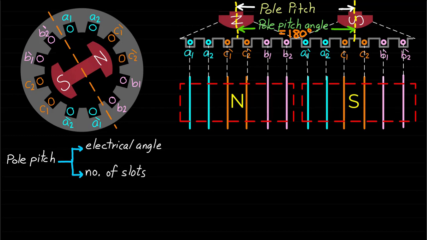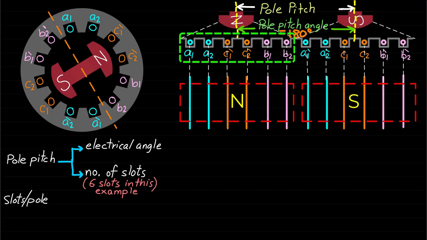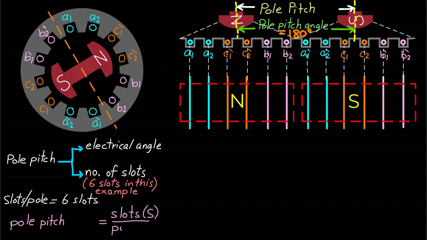The number of slots between the center of the two adjacent poles in this example is equal to 6 slots. Now, since the slots per pole of this machine is equal to 6, then in general we can say that the pole pitch is equal to slots per pole when it is represented by the number of slots. Now pay attention to the coil sides A1, A1' of phase A as an example.